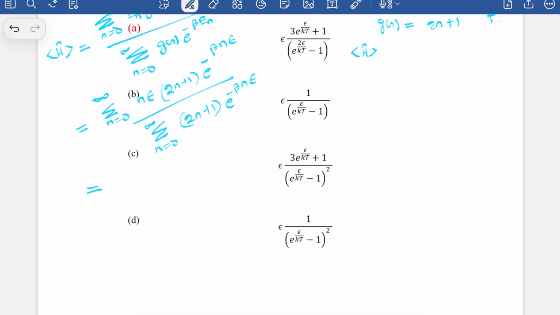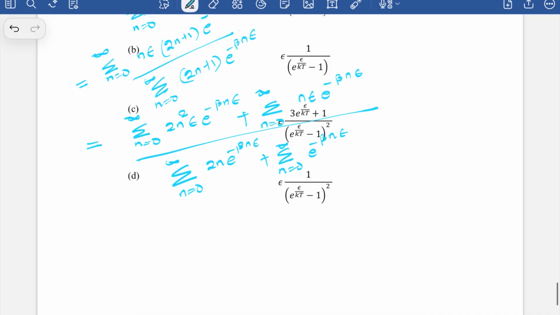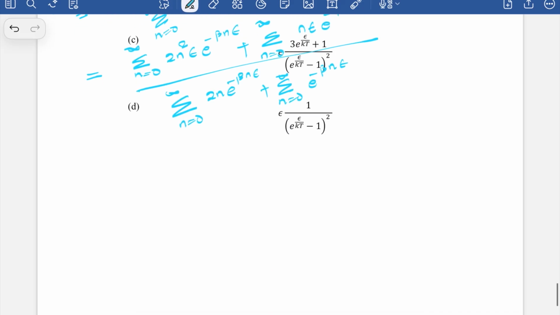Solving further, we will obtain summation over n from 0 to infinity of 2n square e to the power minus beta n epsilon, plus summation over n from 0 to infinity of n epsilon e to the power minus beta n epsilon, divided by summation over n from 0 to infinity of 2n e to the power minus beta n epsilon, plus summation over n from 0 to infinity of e to the power minus beta n epsilon. Here we will solve this.